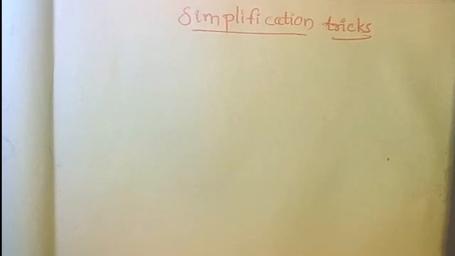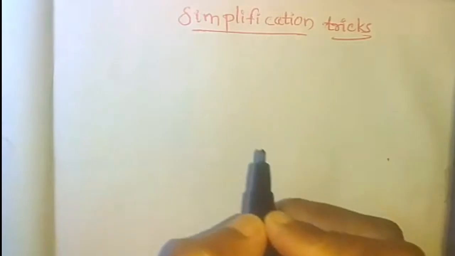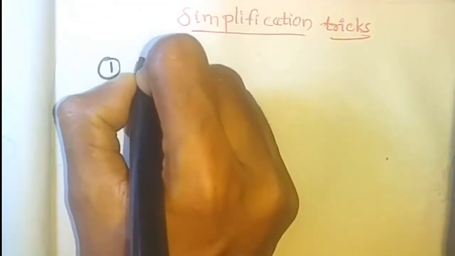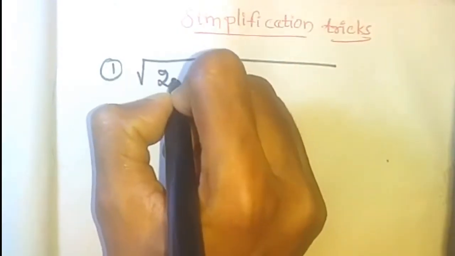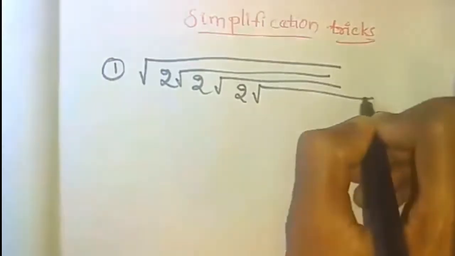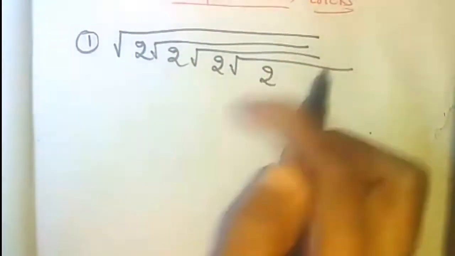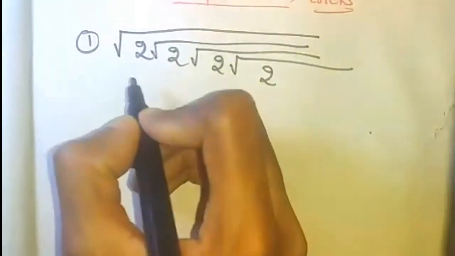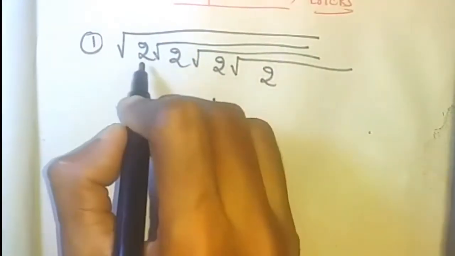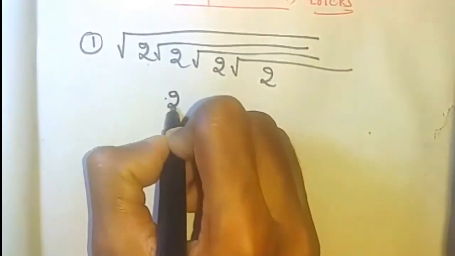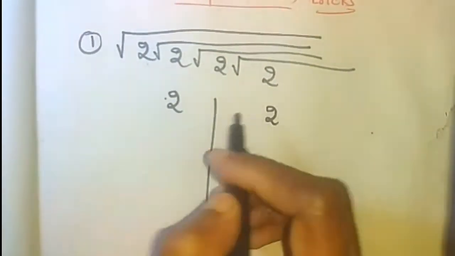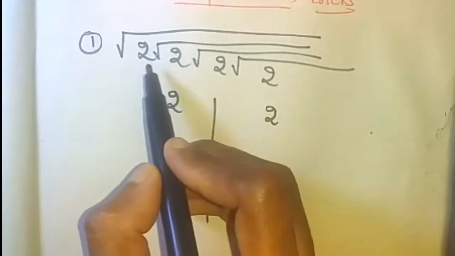In today's session, let us discuss some of the simplification tricks. So, our first problem is, we all know that when problems like under root 2, under root 2, under root 2, under root 2, if this does not end with infinity, let's see how to solve these kinds of problems. Take the number under root: what is here? 2. On the other side, take 2. Now calculate how many 2's are there in this problem.